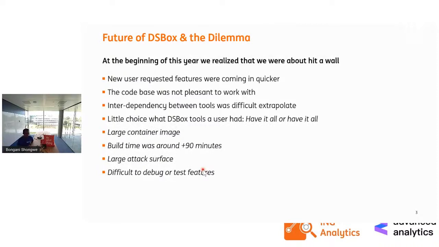At the beginning of this year, we realized that we were about to hit a wall. We were getting many new user requests for DS Box, and our code base was not the most pleasant to work with. Our Dockerfiles were about 400 lines long, and for us as developers, it was difficult to understand where to make a change and, if issues came up, where to address them. Also, our images were quite large, about 5.2 gigabytes. This made them slow to deploy and extremely slow to build. In the best case, one image would take about 90 plus minutes, and in the worst case, our GitLab pipeline would time out at the 2-hour mark.